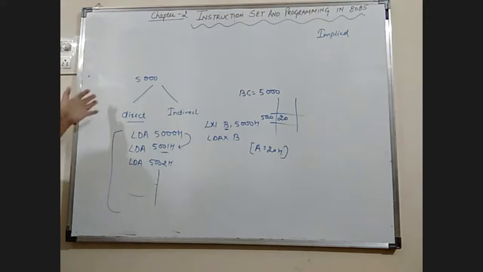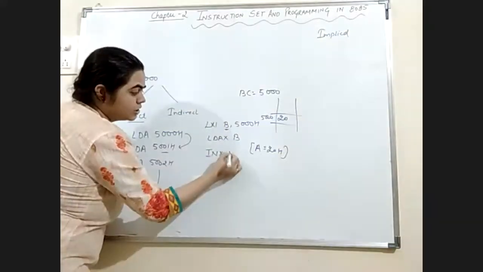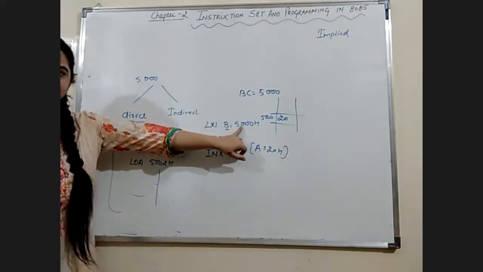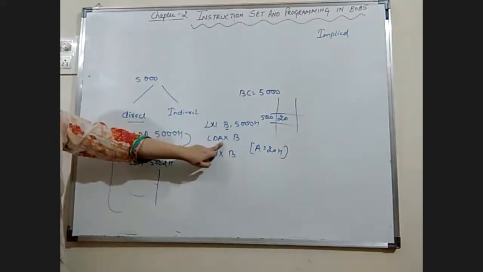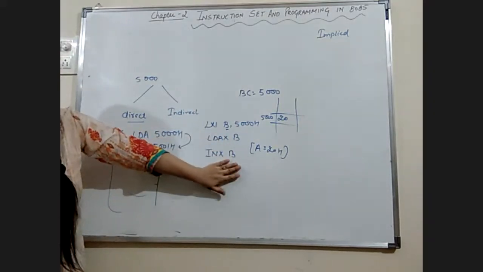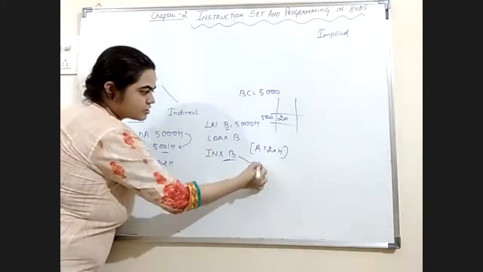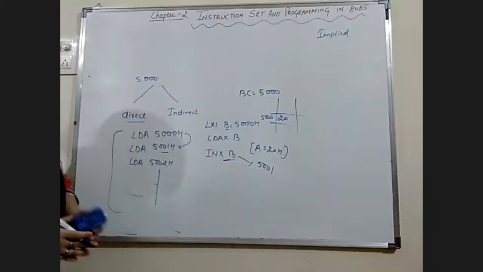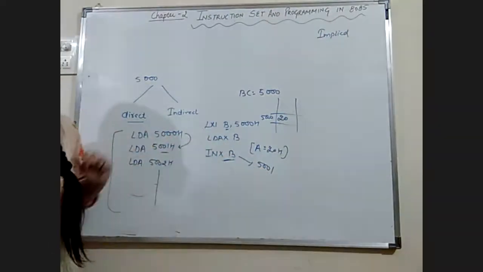But if we are talking about the indirect addressing mode, then we can simply write INX B. This instruction means initially BC pair is loaded with this 5000, then the contents of that memory location will be loaded into the accumulator. Then we can increment BC pair by 1. Initially that was 5000, now using this instruction it will be 5001. So again BC pair is now pointing to this memory location, and now we can load the contents of this memory location into the accumulator.